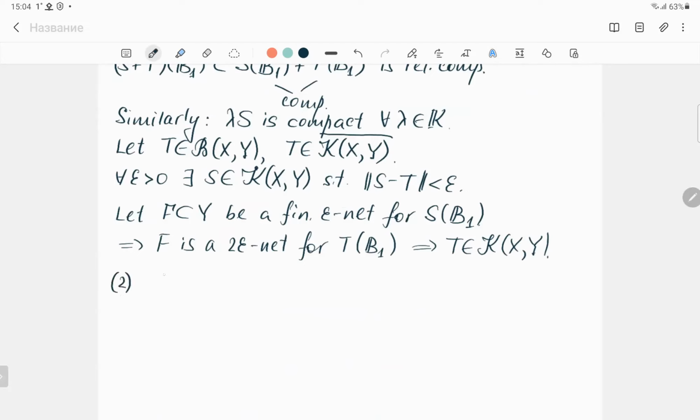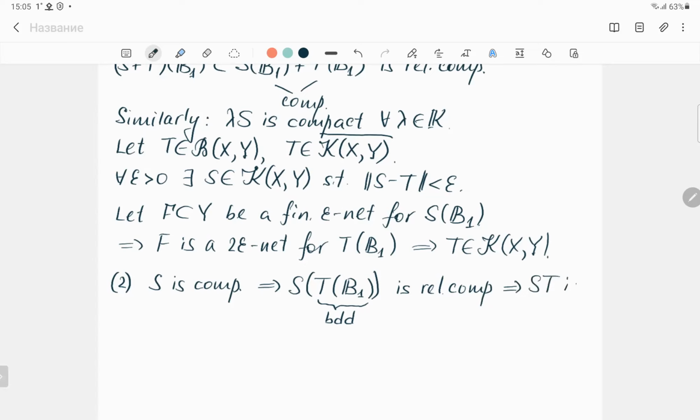Well, first of all, let's suppose that S is compact. And we look at the image of the unit ball under ST. Well, now T is bounded. So this set, the image of the unit ball under T, is bounded. And S is compact, so it takes bounded sets to relatively compact sets. And so this is a relatively compact set. And this implies that ST is compact.